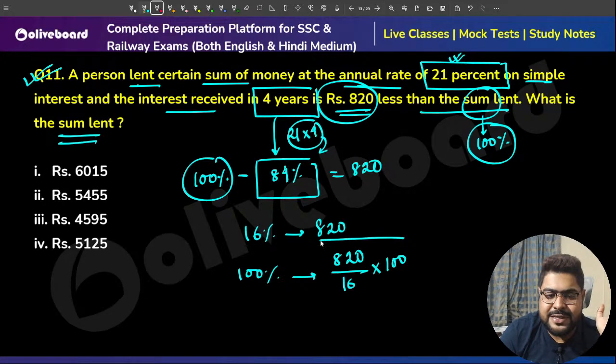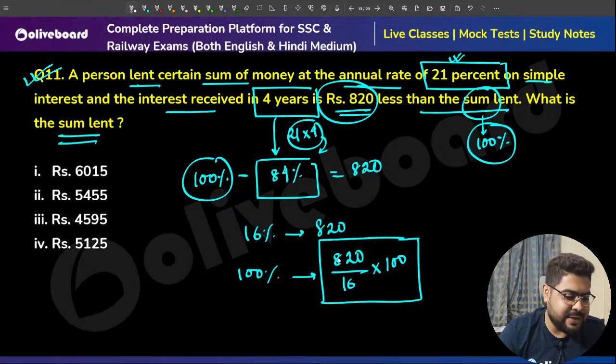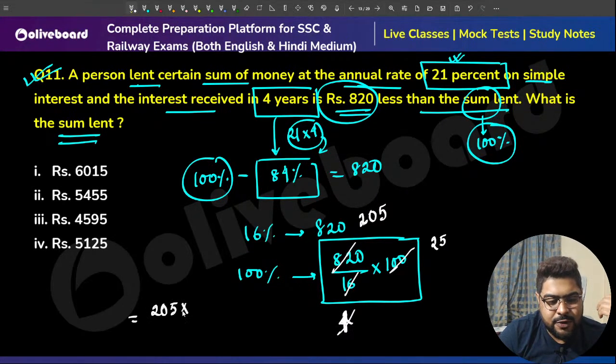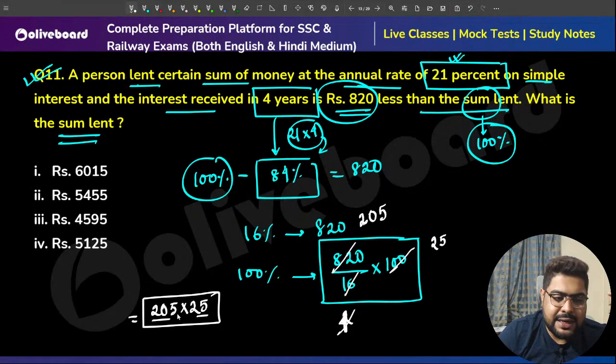Calculate this as simply as possible. Yes, 5, 1, 2, 5. Achha, let's do it once. 4 4s are 16. Achha, 8 is directly divisible? Like you guys can see the divisibility rule of 8. Sorry, not divisible, so let's do it with 4. 4 4s are 16, 4 2s are 8, and 4 5s are 20. So it is 4 25s. How to do 205 into 25? 200 into 25 is 5,000, and 5 into 25 is 125. Option number 4.